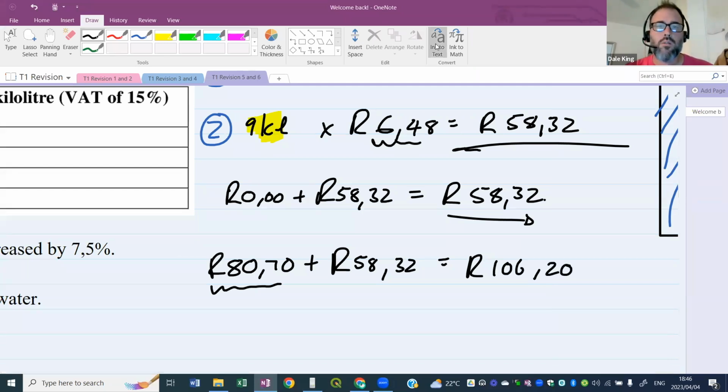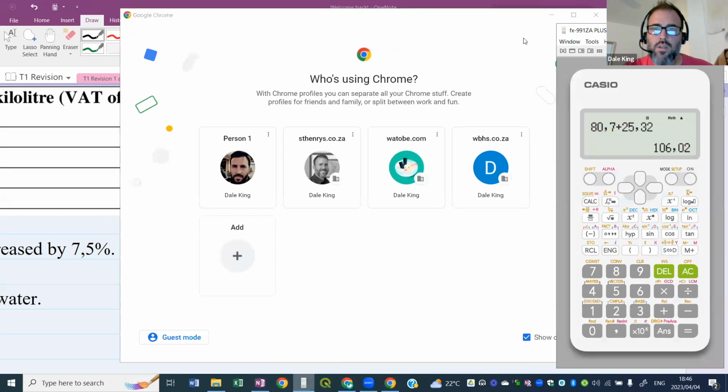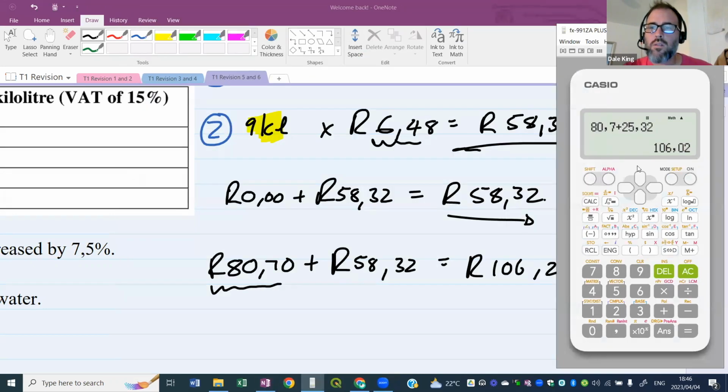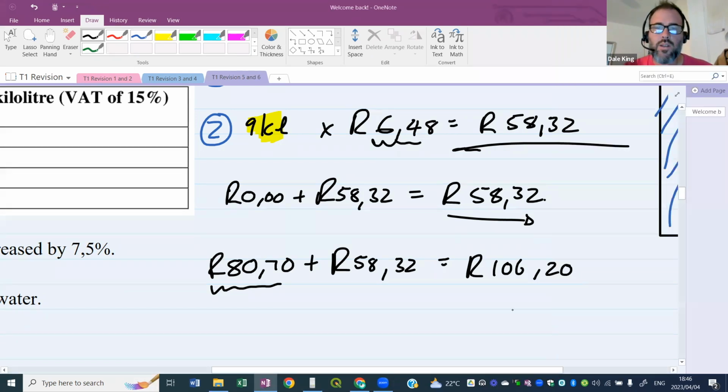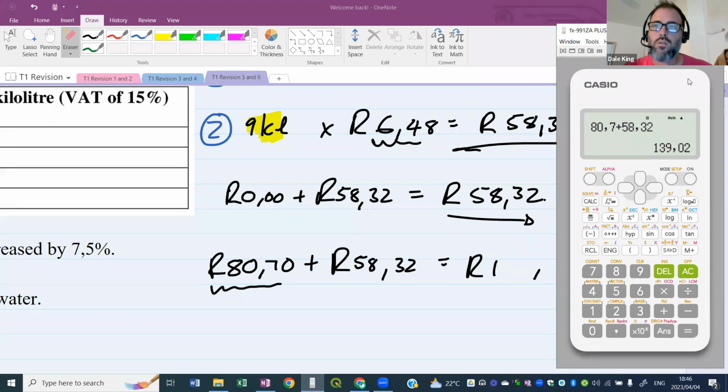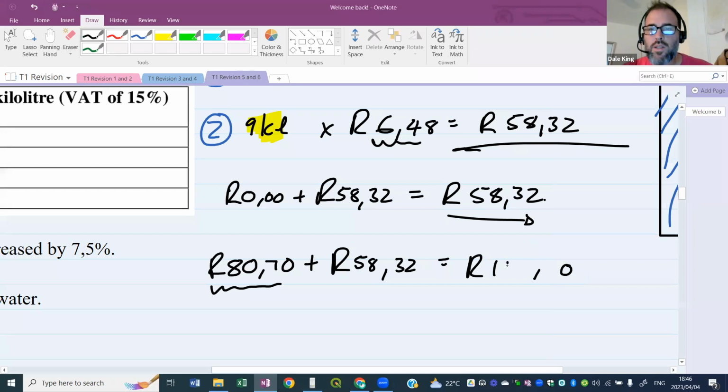106.20. Oh, I got 139.02. Maybe my calculation is wrong. Let's have a look. Where on earth did this come from? 58.32. I'm dreaming up numbers here. 139.02. There we go. My bad. 139.02. All right. Yes. Well done, everyone.